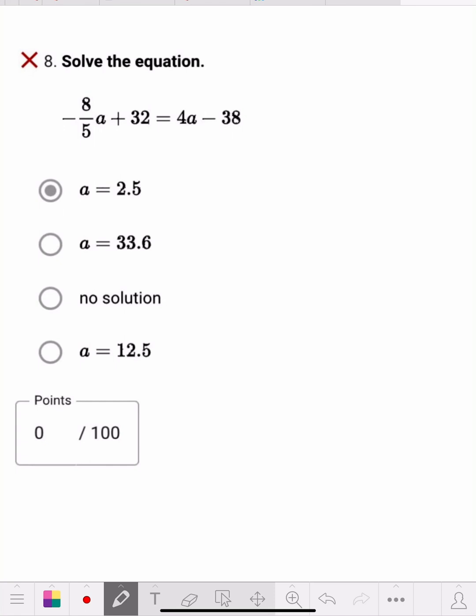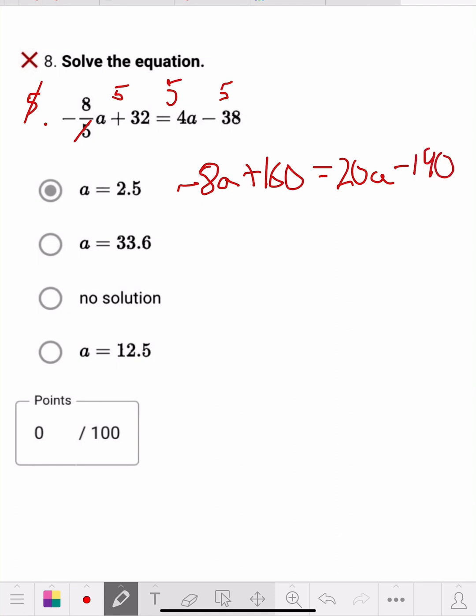If I multiply this side by 5, these are going to cross out, so I'm going to end up with a negative 8a. But now if I multiply the first one times 5, I got to multiply this times 5, and this times 5, and this times 5. What I do to one, I got to do to all of them. So 32 times 5, it's a positive number, 160. Now I got an equal sign. 4a times 5, 20a. Negative 38 times 5, negative 190.